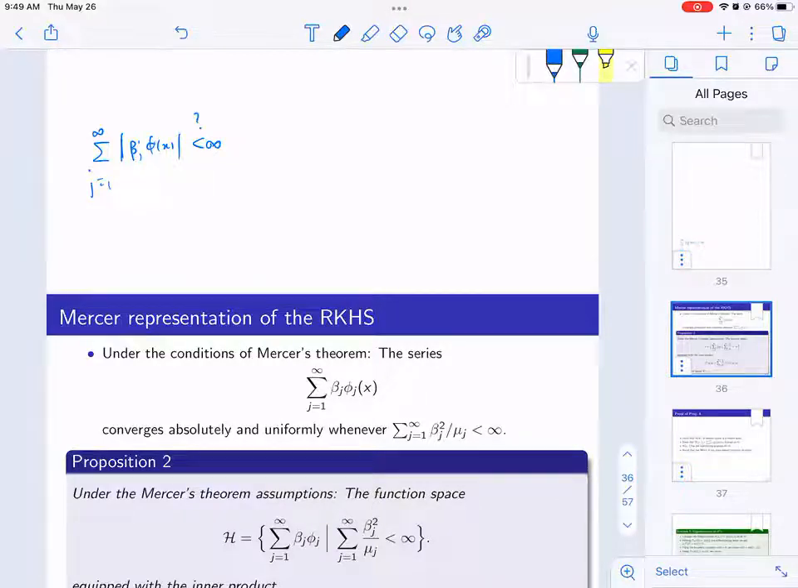So in order to show this, I'm going to write beta j divided by root mu j, and then root mu j phi j of x. The mu's are positive, so I can do it like that. So this would be equal to this. Now, any ideas how to proceed?